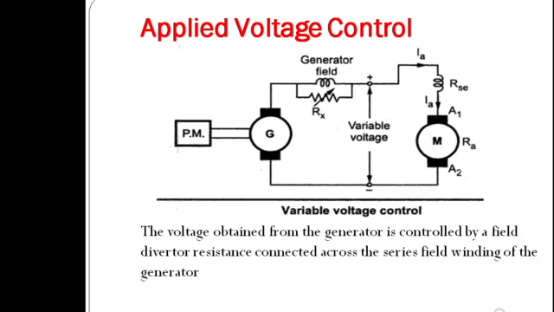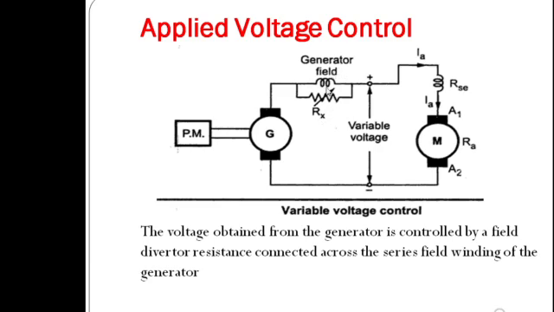What is the applied voltage control method? Here you can see at the right hand side there is a motor, and the left hand side there is a generator which is coupled with the permanent magnet. PM is the permanent magnet, and there is a generator field.